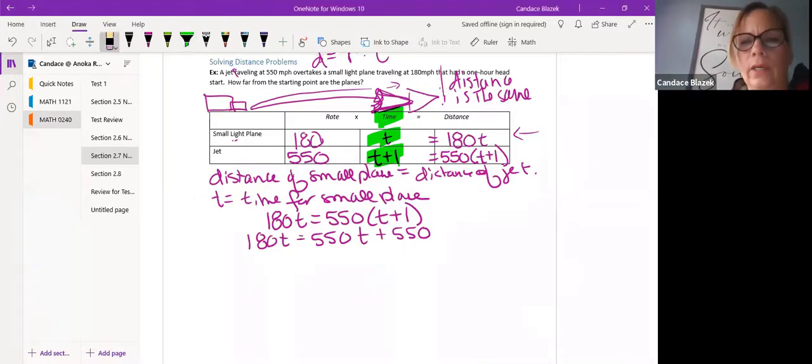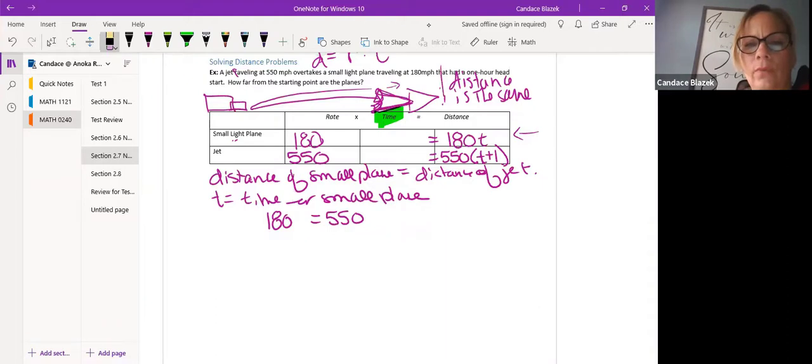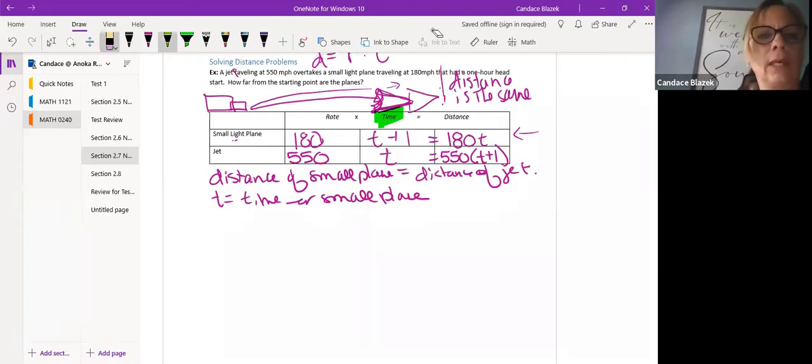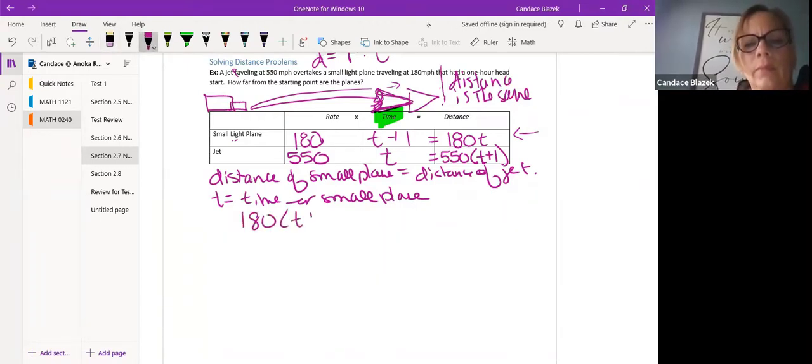So let's go ahead and take a look. We're going to change a few things. It's easier for me than for you, sorry. So let's go ahead back, and our time with the jet is t. And since the small plane had a 1 hour head start, t plus 1. Sorry, let's rewrite. I think that was Kelly, thank you. So we have 180 times t plus 1, because it traveled 1 hour longer, is equal to 550 times t.